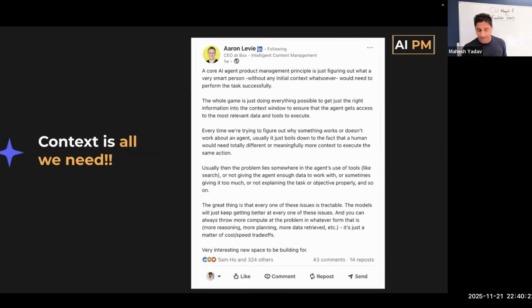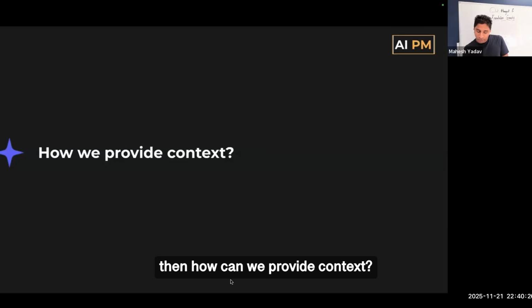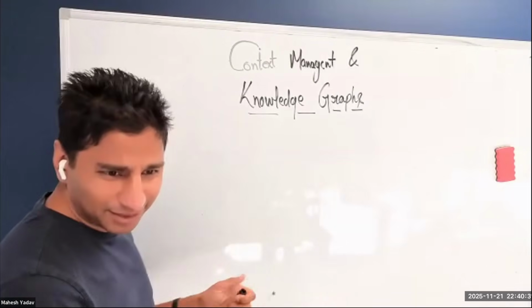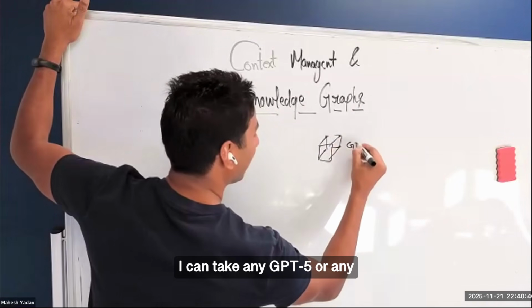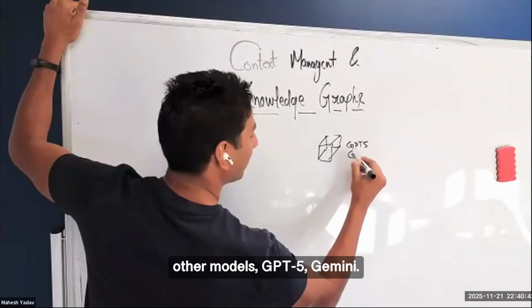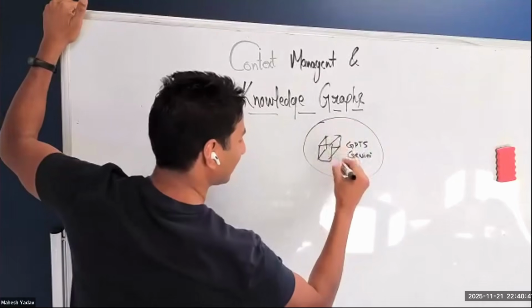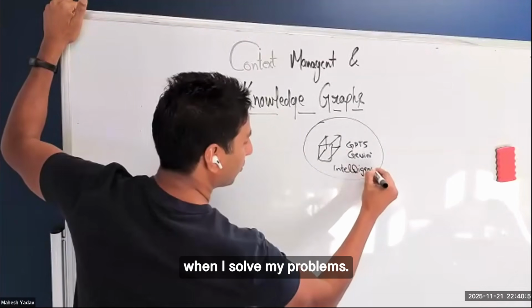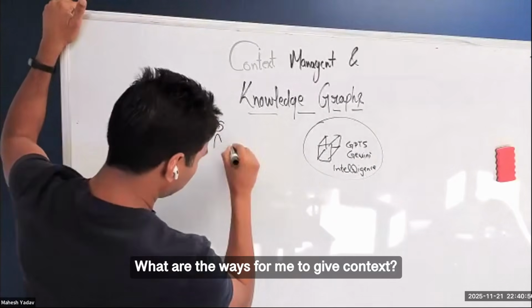That's the idea. Okay, then if context is that important, how can we provide context? How do we provide context, folks? This is where you talk. Okay, so this is my model. I can take GPT-5 or any other models, Gemini. I can choose models. So that's the intelligence layer. I want to give it as much context as I can when I solve my problems. What are the ways for me to give context?